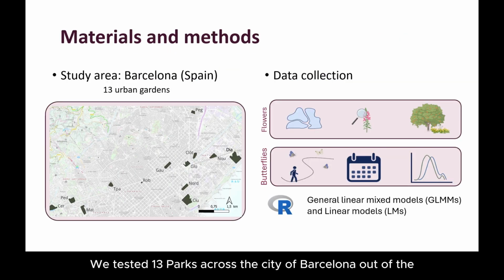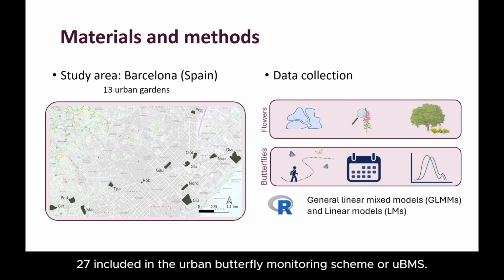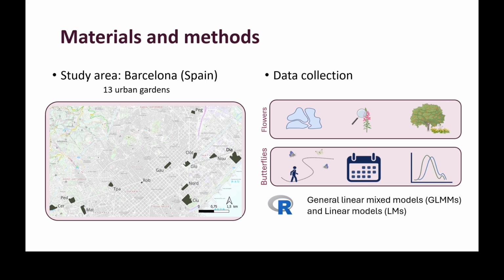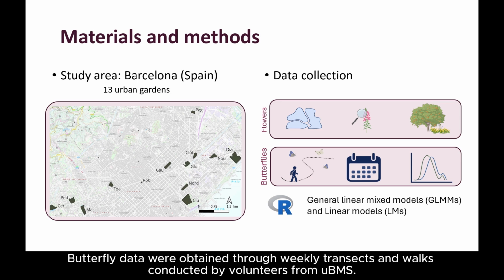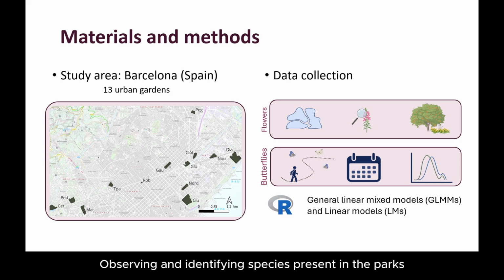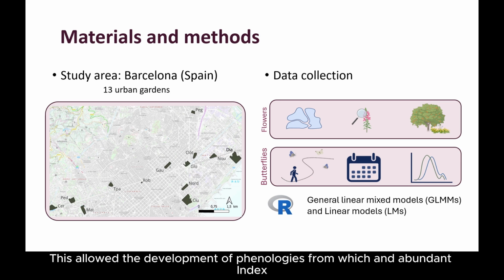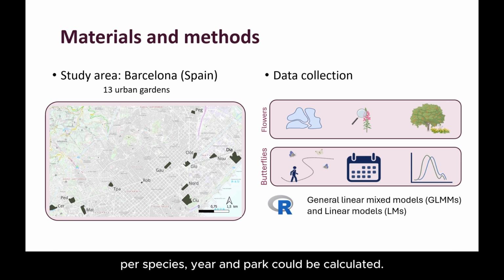We tested 13 parks across the city of Barcelona, out of the 27 included in the Urban Butterfly Monitoring Scheme, or UBMS. For the floral data, the number of flowers was counted and classified as non-native or native. Butterfly data were obtained through weekly transects and walks conducted by volunteers from the UBMS, observing and identifying species present in the parks. This allowed the development of phenologies, from which an abundance index per species, year and park could be calculated.